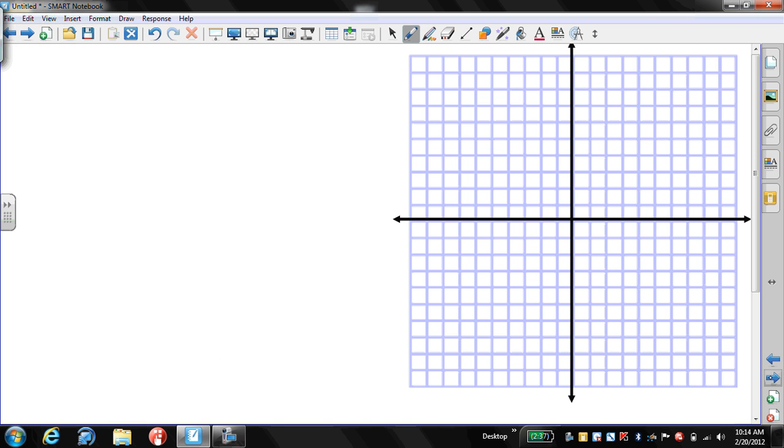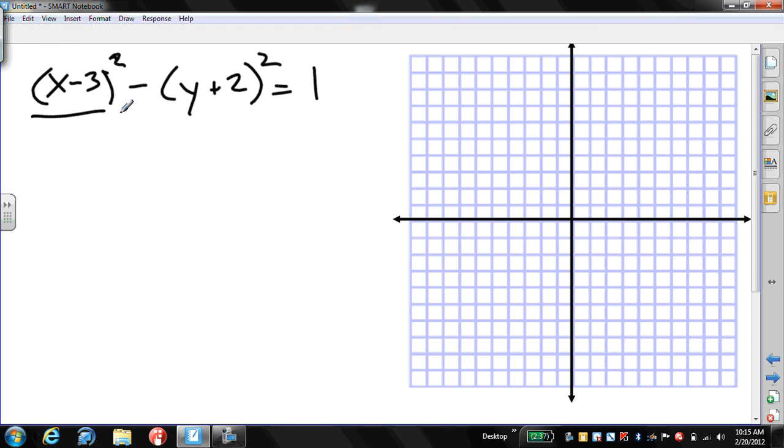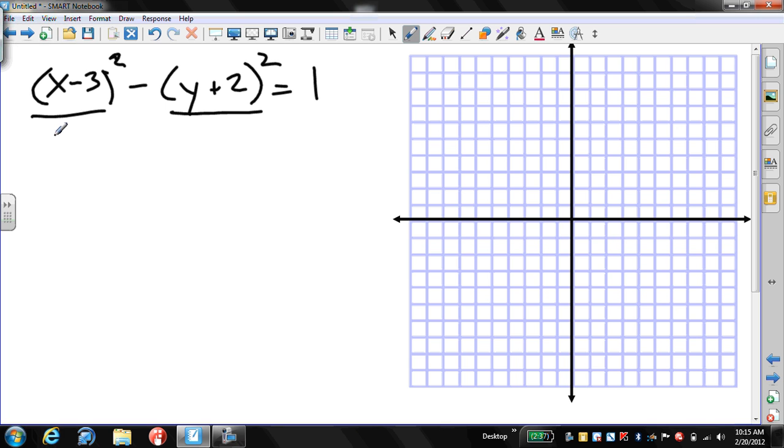All right, let's go ahead and take a look at an example. So I'm just going to write out an equation. We're going to have x minus 3 quantity squared, minus y plus 2 quantity squared equals 1, because let's make this a hyperbola, which is different than ellipses. Now we have the values under here, and we're going to make this one 16, and this one 9, and keep it nice and simple.